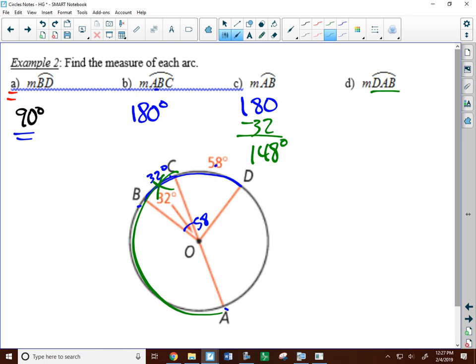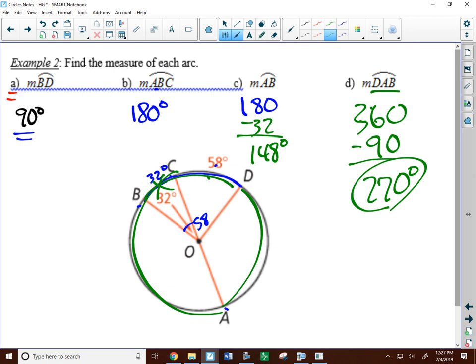Yeah, 270. So did you start with 360? Yeah. Because you also could have found this one by starting here and subtracting and adding them together. Or just the whole circle is 360, and you can subtract off the blue arc, which was 90. Okay, very nice.